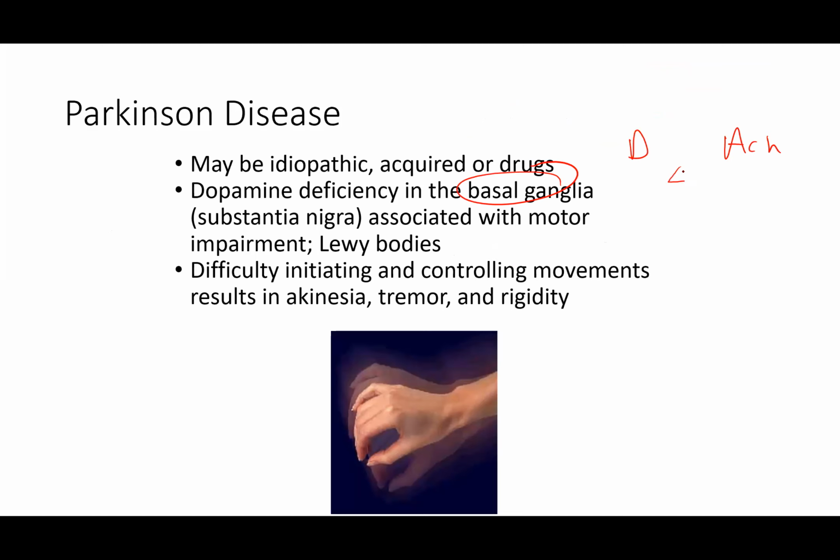Okay, so in general, if you use the teeter-totter example, you want the dopamine and acetylcholine to be relatively the same. What happens is dopamine starts to become deficient, so acetylcholine wins, and because of the abnormal ratios, you start to get changes in motor function. Okay, the damage to the cells in the basal ganglia are called Lewy bodies.